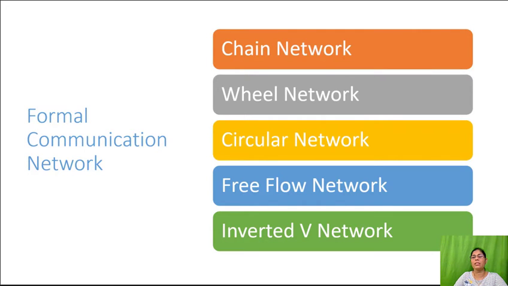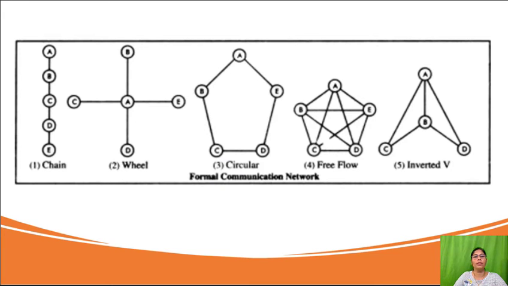The officially prescribed communication network may be designed on the basis of a single channel or multiple channels. So chain network, wheel network, circular network, free flow network, inverted V network. The diagram to show various channels in the formal communication network are, so here we can see the figures.